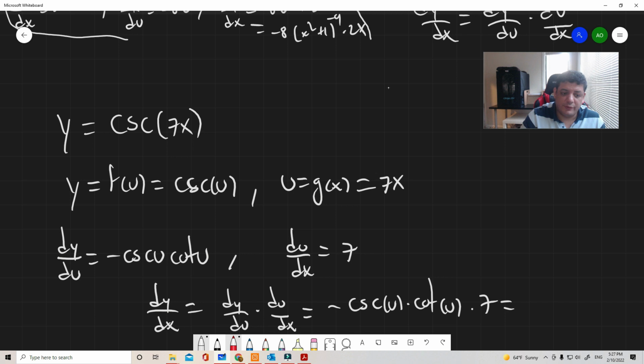And if, of course, then we go back, okay, u is 7x, so minus 7 cosecant of 7x cotangent of 7x. Okay. That's the use of the chain rule in this case.